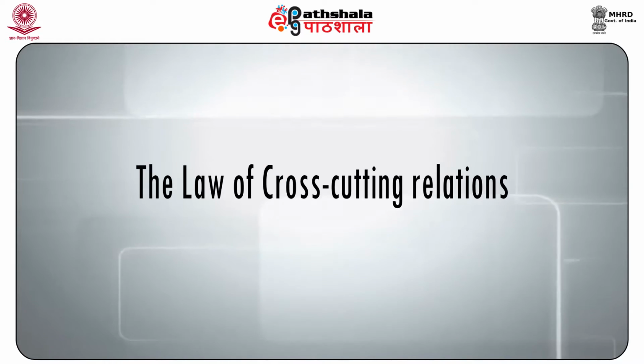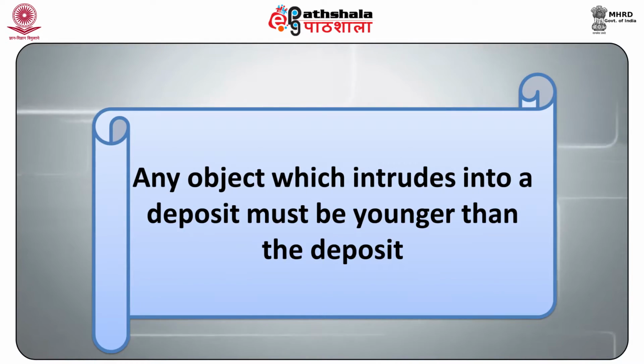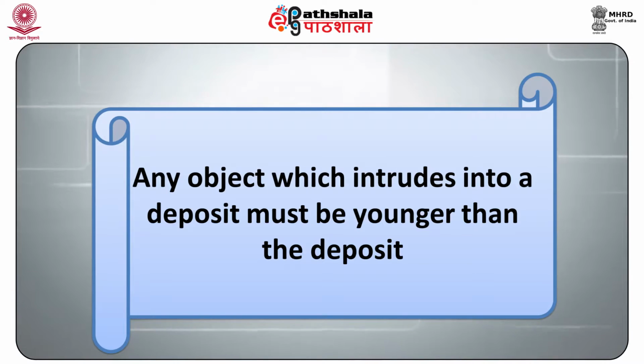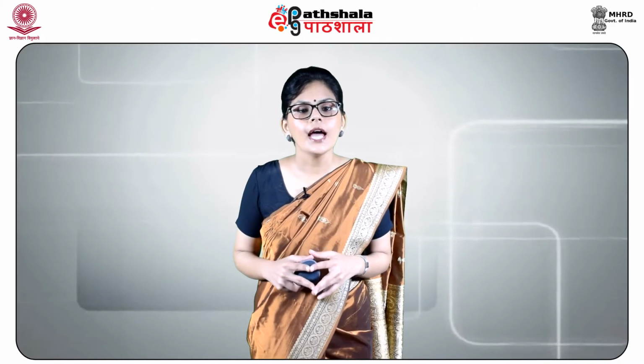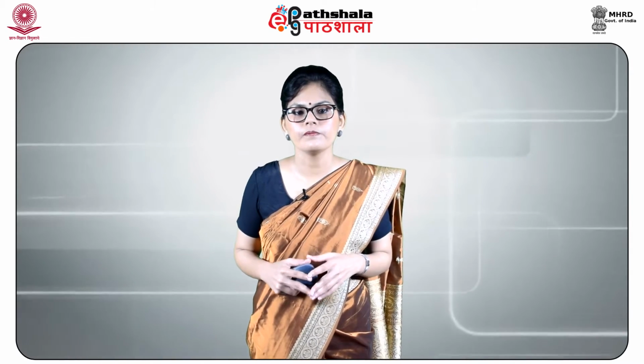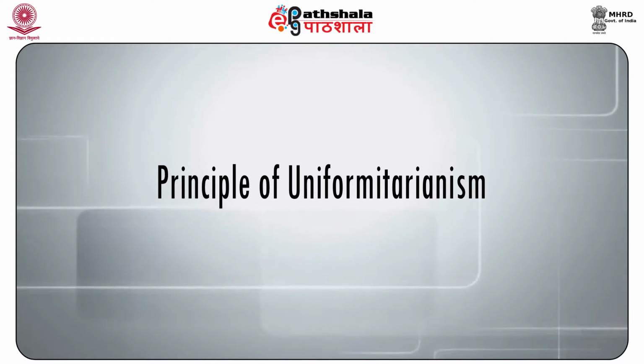The next law or principle is the law of cross-cutting relations. This law states that any object which intrudes in a deposit must be younger than the deposit. For example, the grave which is dug in the soil is younger than the soil. Anything which enters into the soil by any means will always be younger than the soil in which it gets deposited. The last principle is the principle of uniformitarianism.